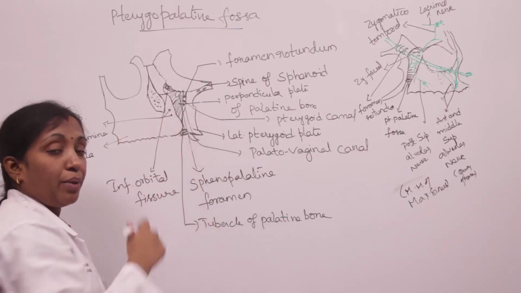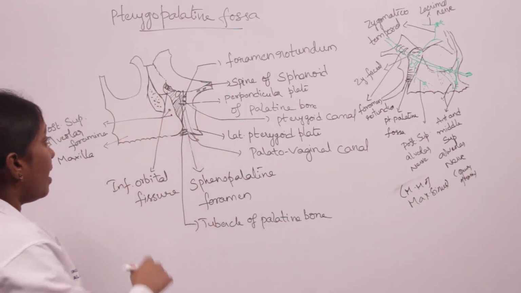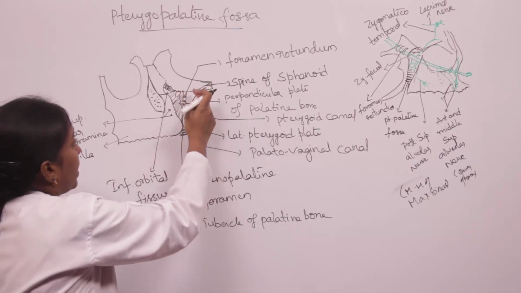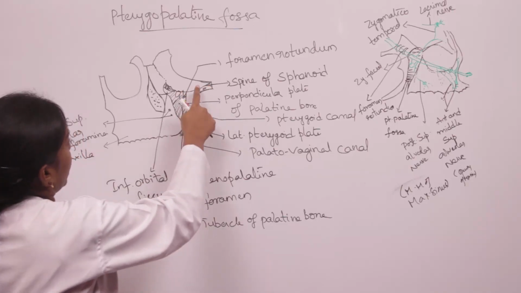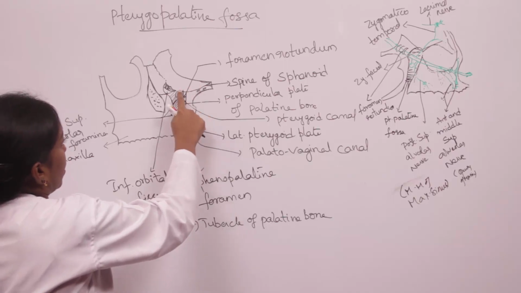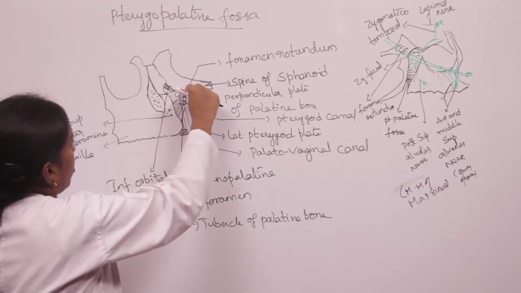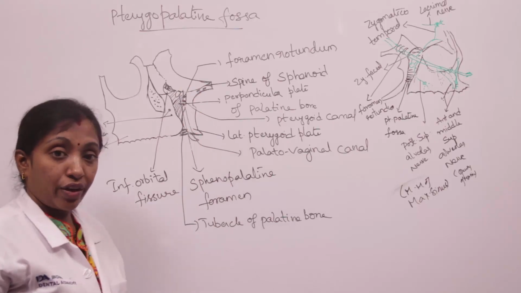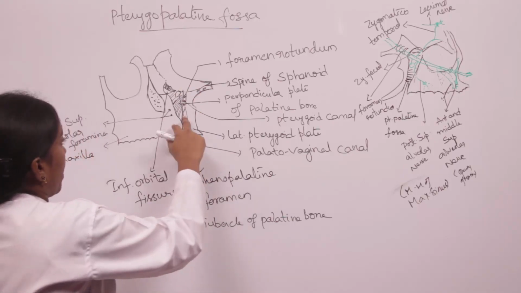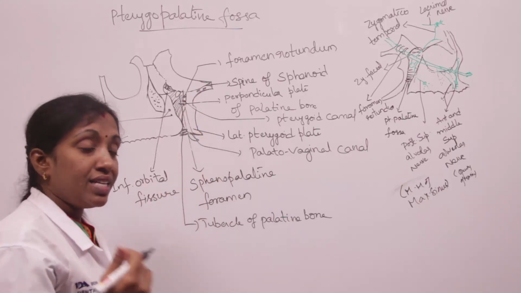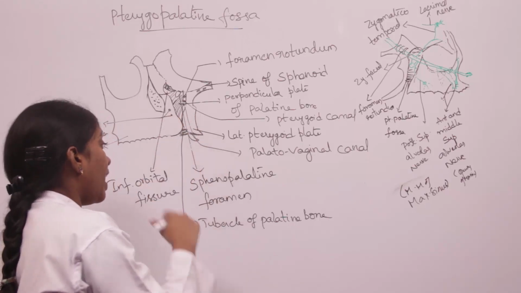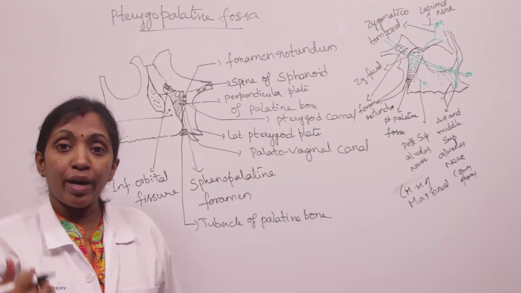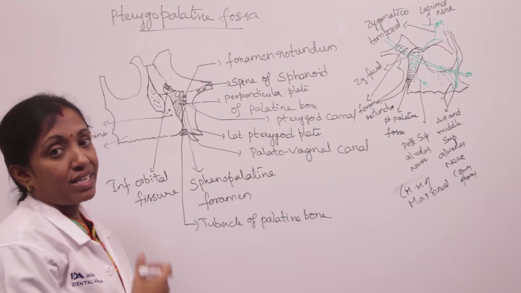Anteriorly it is bounded by the posterior surface of the body of the maxilla, and behind we have the root of the pterygoid process and the adjoining part of the greater wing of the sphenoid. Here the apex is facing downwards, and it is formed where the anterior and posterior walls meet, and also by the pyramidal process of the palatine bone. The base is directed upwards.